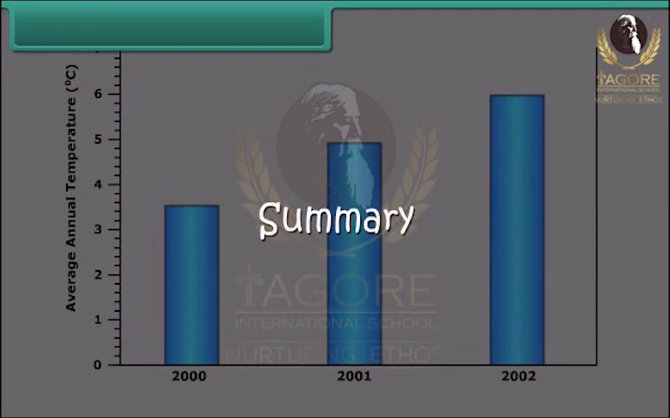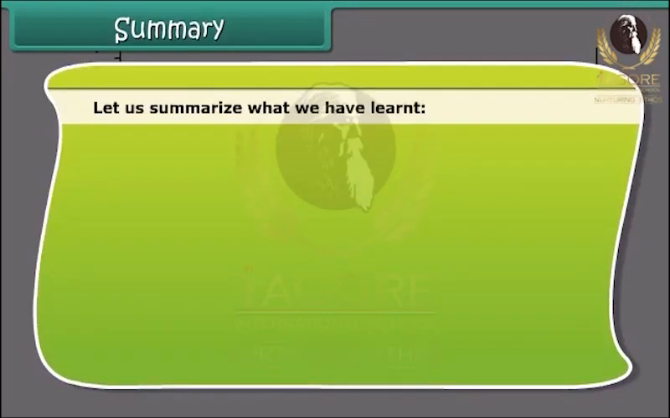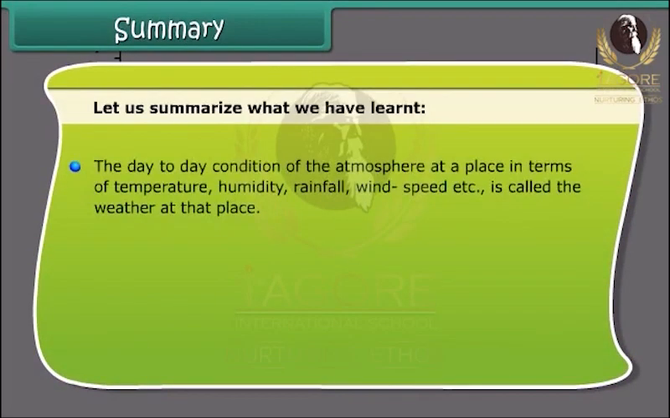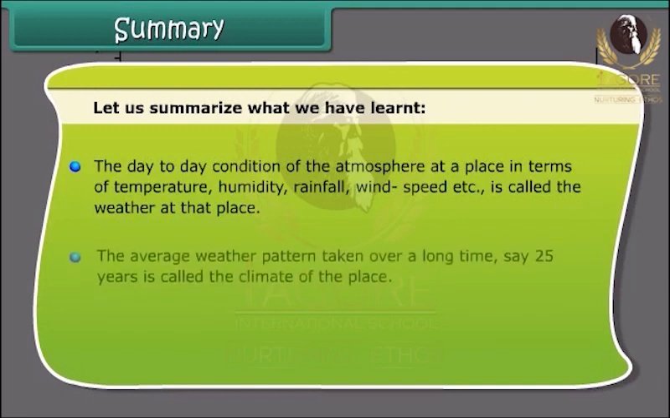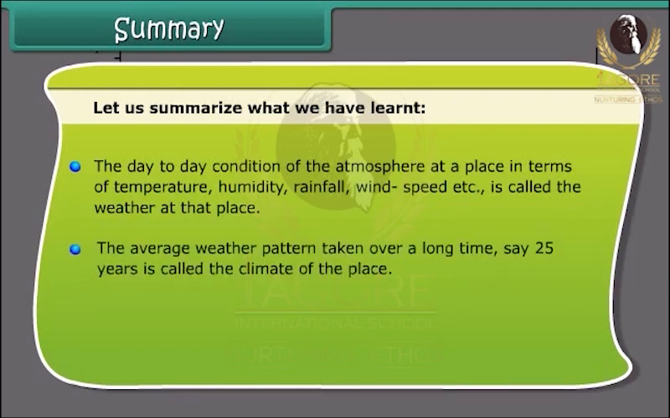Summary. Let us summarize what we have learned. The day-to-day condition of the atmosphere at a place in terms of temperature, humidity, rainfall, wind speed, etc. is called the weather at that place. The average weather pattern taken over a long time, say 25 years, is called the climate of the place.